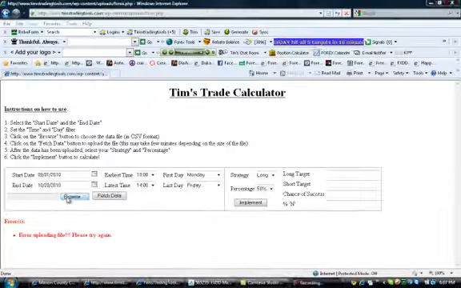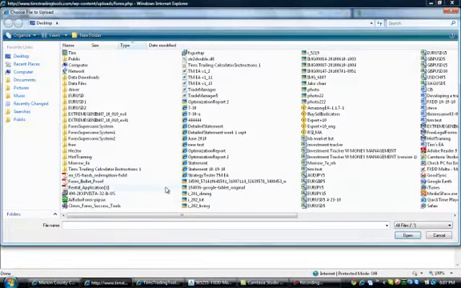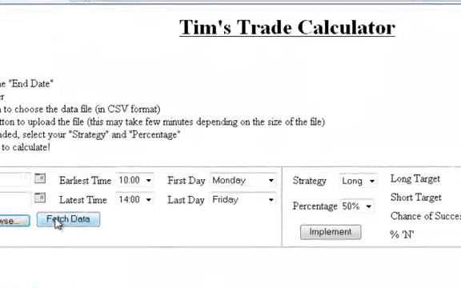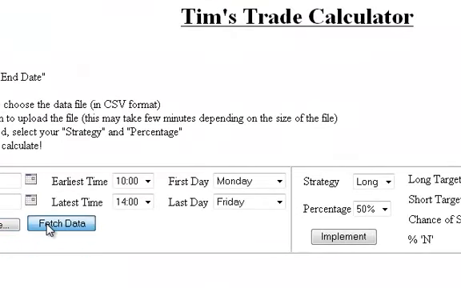And I'm going to go and check my downloaded file that I've already gotten from my platform. I'm going to get the GU pair, the 5-minute time frame. I'm going to hit that, hit fetch data. We're going to look and see what it tells us to do to shoot for a long and short target, what our averages are, and our chance of success.